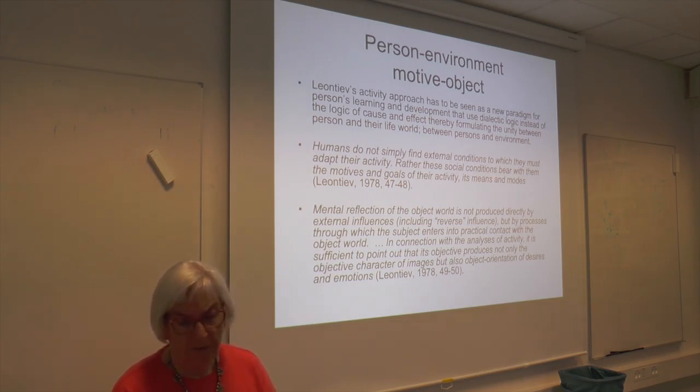Humans do not simply find external conditions to which they must adapt their activity; rather, these social conditions bear with them the motives and goals of the activity, its means and motives. Mental reflection of the object world is not produced directly by external influences, but by processes in which the subject enters into practical contact with the object world. In connection with the analysis of activity, it is sufficient to point out that it is objective; it produces not only the objective character of images, but also the object orientation of desires and emotions. And this object orientation of desires and emotions is what characterizes persons.